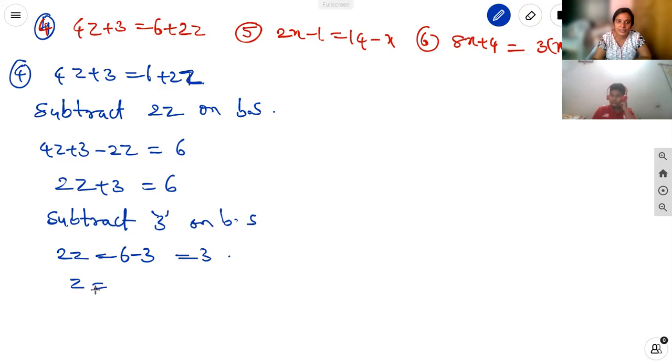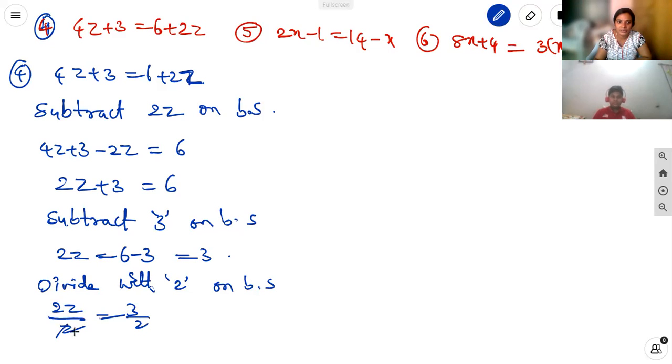z is equal to... divide with 2 on both sides. 2z by 2 equals 3 by 2. 2 ones are 2, 2 ones are 2. So from this, z = 3/2.